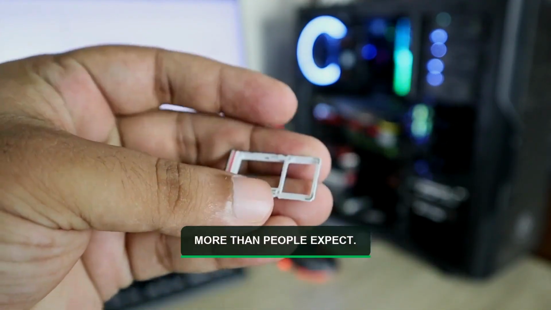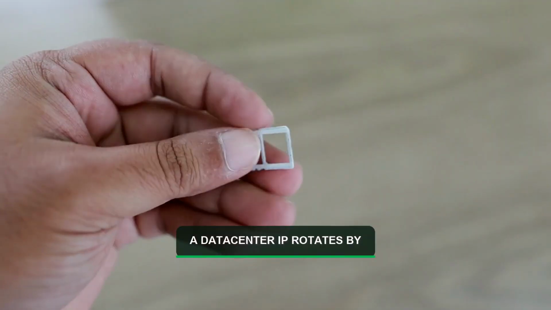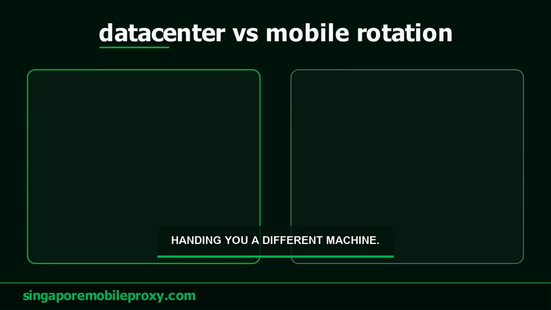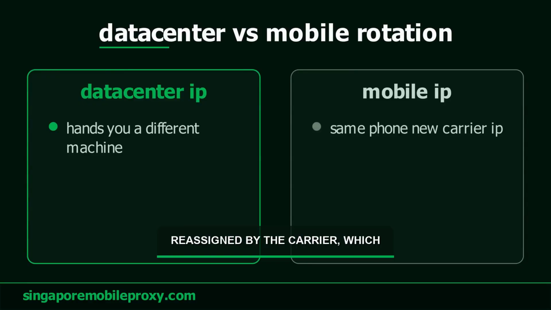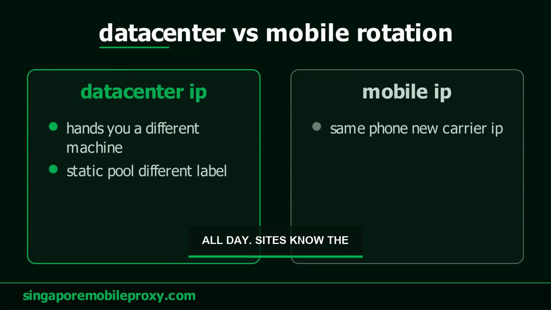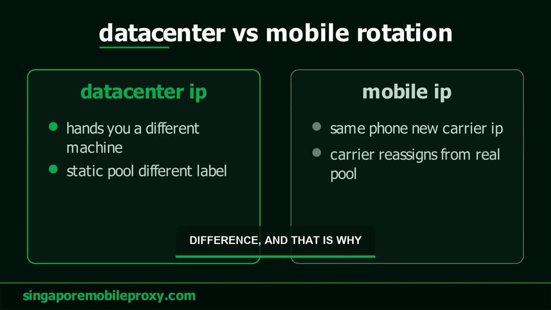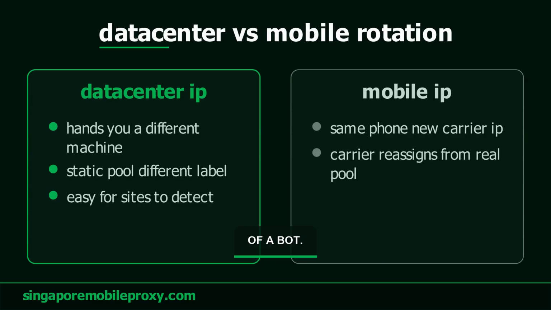That distinction matters more than people expect. A data center IP rotates by handing you a different machine. A mobile IP rotates by the same phone getting reassigned by the carrier, which is exactly what every real phone on the network does all day. Sites know the difference, and that is why a clean carrier rotation looks like ordinary traffic instead of a bot.